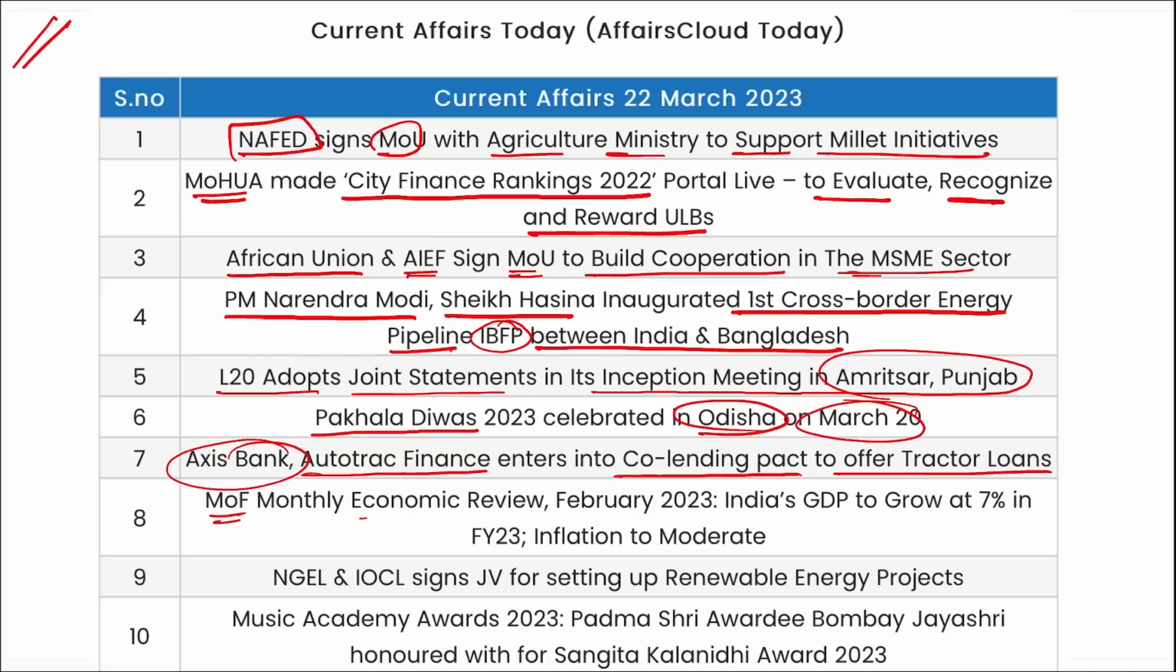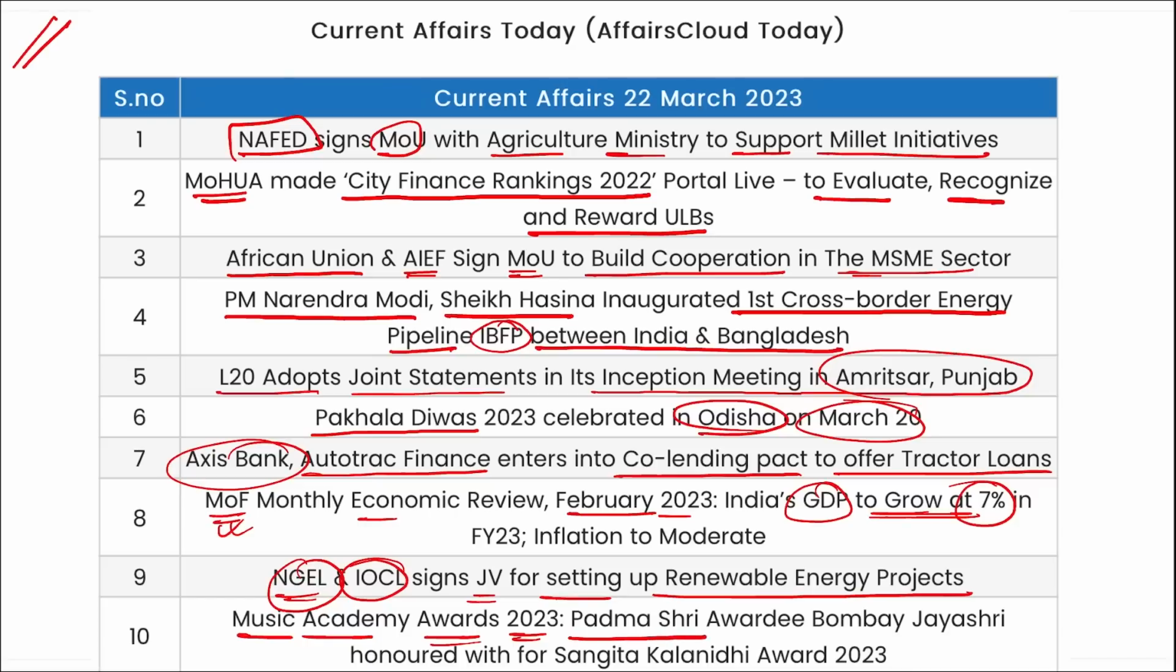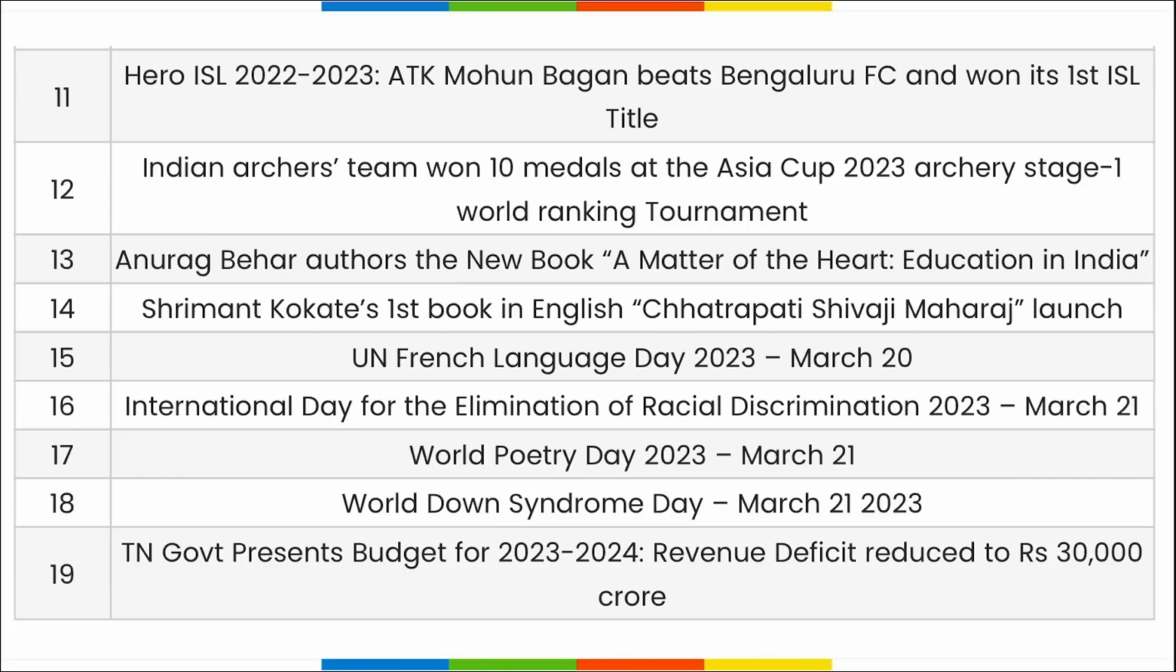Ministry of Finance monthly economic review February 2023 was released, where India's GDP will be growing at 7%. It was stated by the Ministry of Finance. Then NGEL and IOCL signed a joint venture for setting up renewable energy projects. Music Academy Awards 2023, Padma Shri Awardee Bombay Jayashri was honored with the Sangeetha Kalanidhi Award 2023.